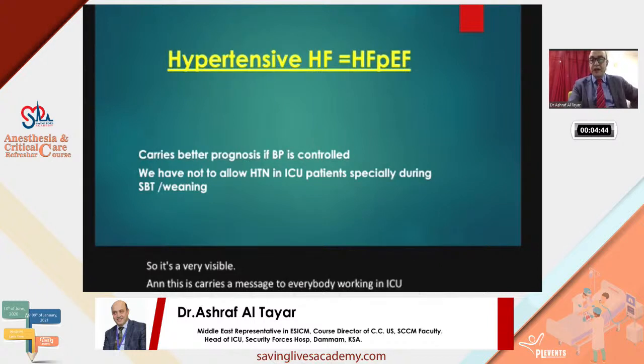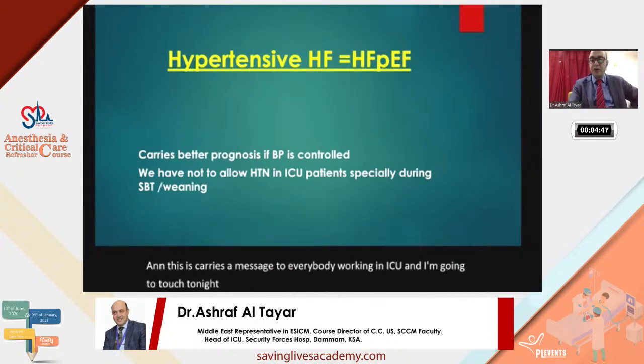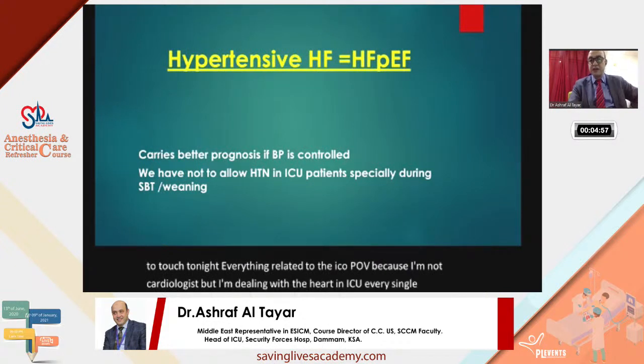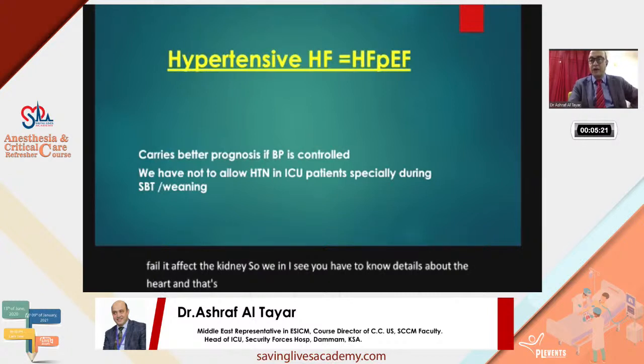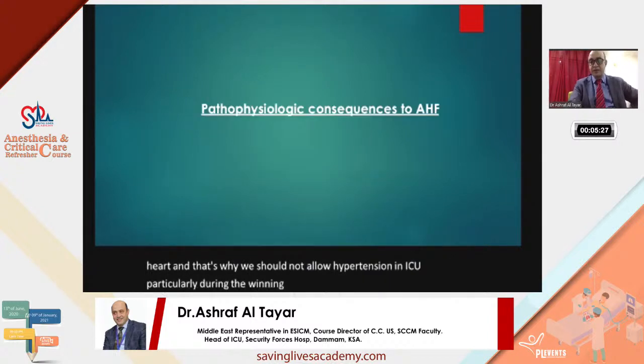And I'm going to touch tonight on everything related to the ICU point of view, because I'm not a cardiologist, but I'm dealing with the heart in ICU every single moment in different indications. As we used to say, the most common reason for the respiratory system to fail is cardiovascular failure, and the most common reason for cardiovascular failure is respiratory failure. Kidney, when it fails, affects the heart. Heart, when it fails, affects the kidney. So we in ICU have to know details about the heart, and that's why we should not allow hypertension in ICU, particularly during the weaning time and many other situations.